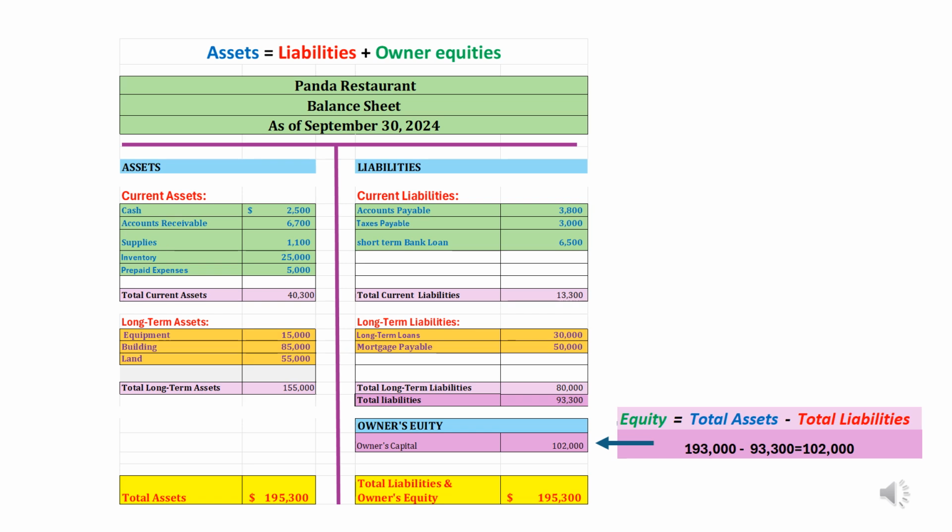To compute owner's equity, we subtract total liabilities from total assets, following the formula. Owner's equity equals total assets minus total liabilities. For instance, the company's owner contributed $102,000 from personal funds, while the remaining financing, totaling $93,300, came from loans, mortgages, and other financial sources. Now, when we sum liabilities and owner's equity, the result should match the total assets. As demonstrated, both sides are balanced, which is why it's called a balance sheet.